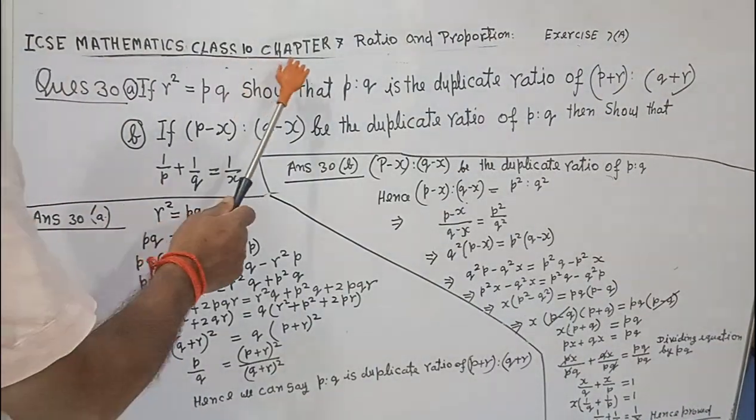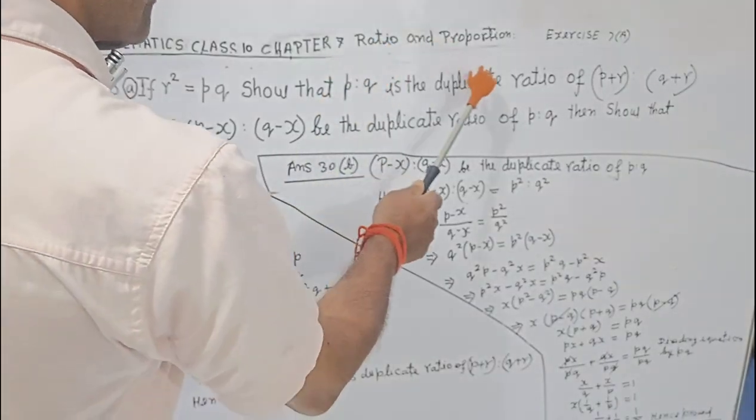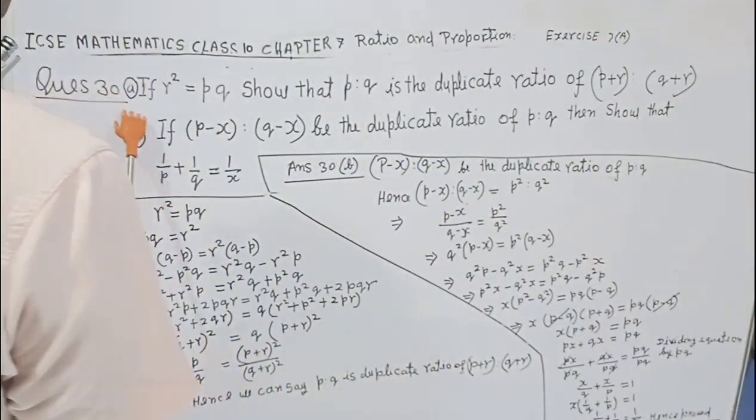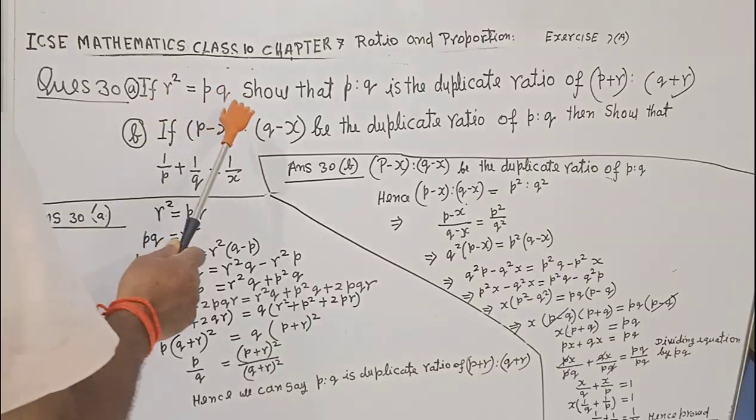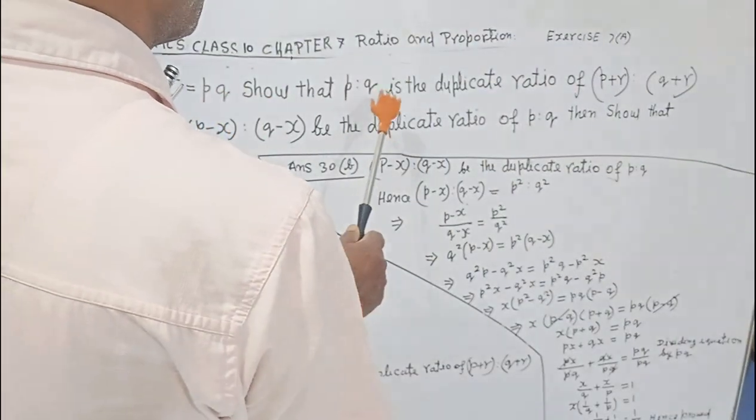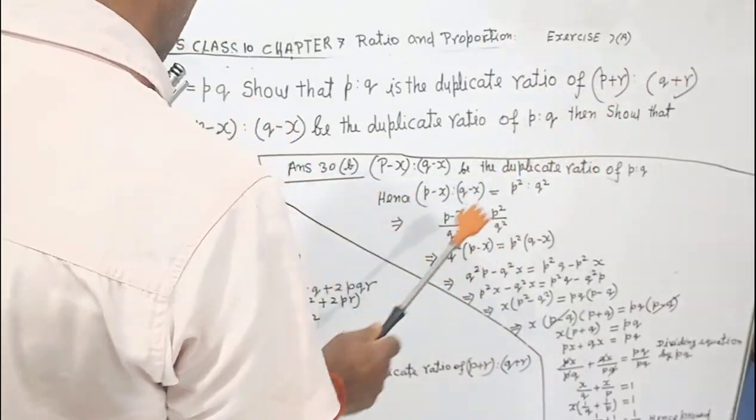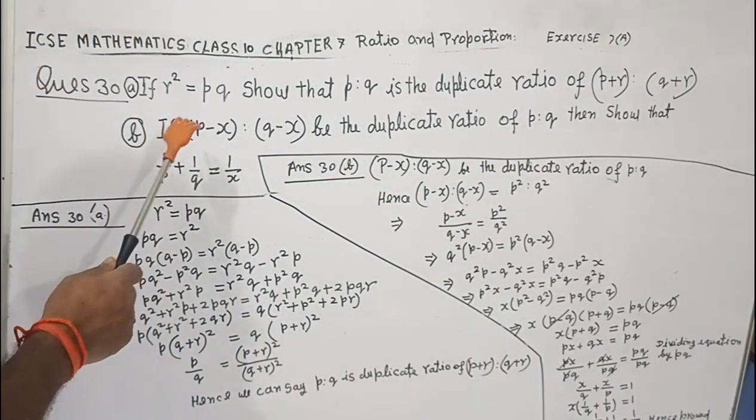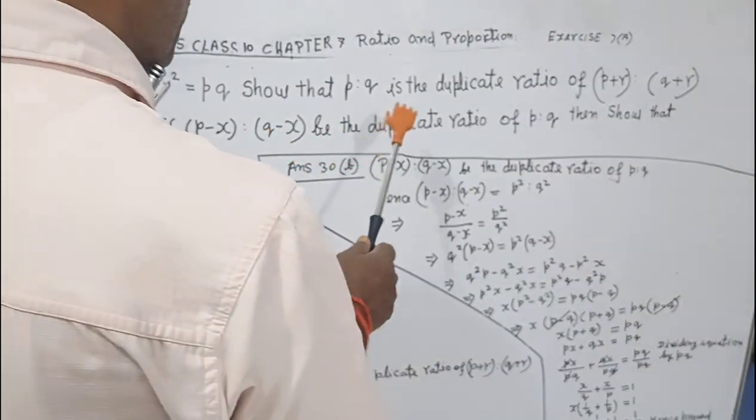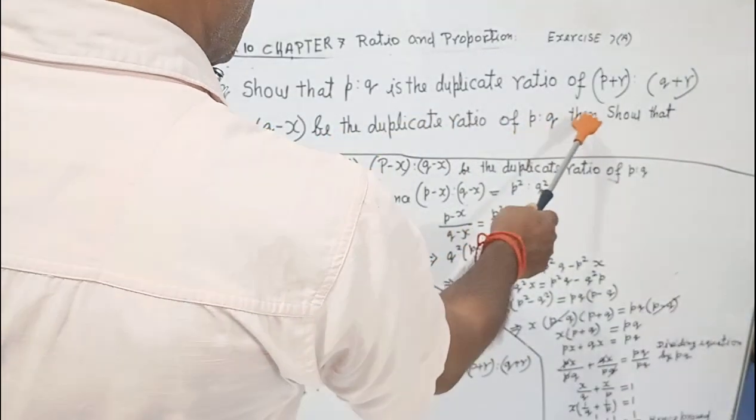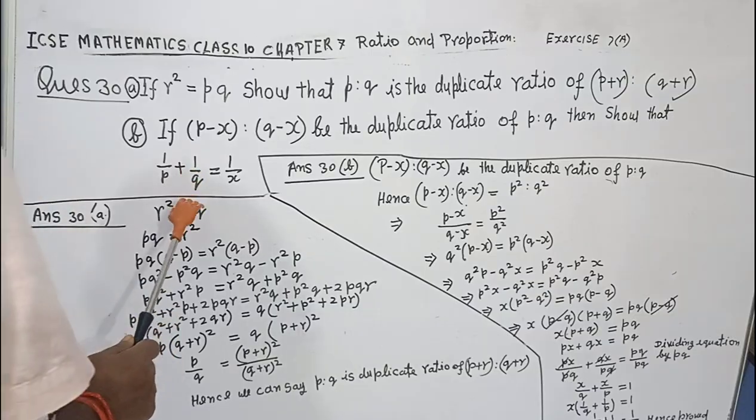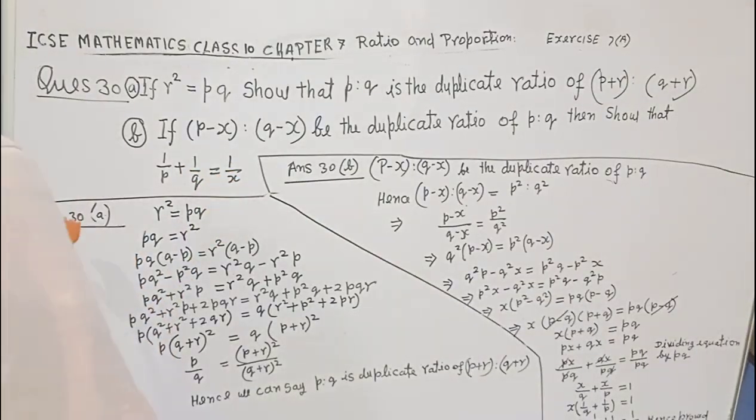ICSE Mathematics Class 10, Chapter 7, Ratio and Proportion, Exercise 7a. Question 30a. If R square is equal to PQ, show that P is to Q is the duplicate ratio of P plus R is to Q plus R. 30b. If P minus X is to Q minus X is the duplicate ratio of P is to Q, then show that 1 by P plus 1 by Q is equal to 1 by X.